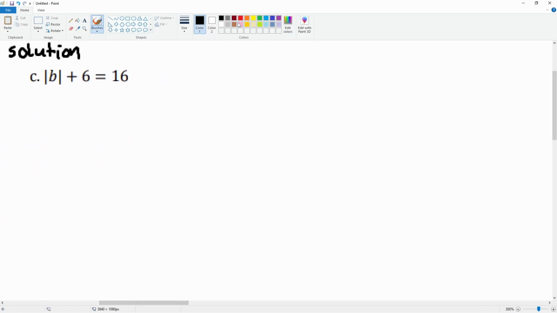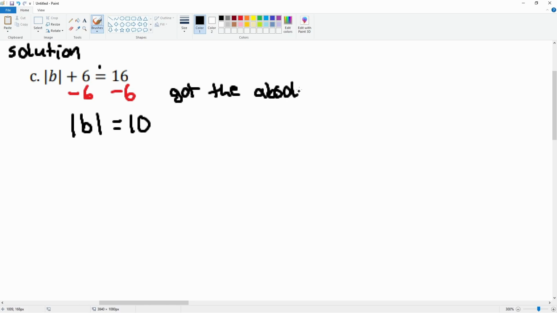All right, C. Notice you want to split this here, but you can't do that quite yet because notice there's this +6 here. So we're going to subtract 6 from both sides, leaving me with the absolute value of b is equal to 16 minus 6, which becomes 10. Here we just got the absolute value alone. Now we can solve.